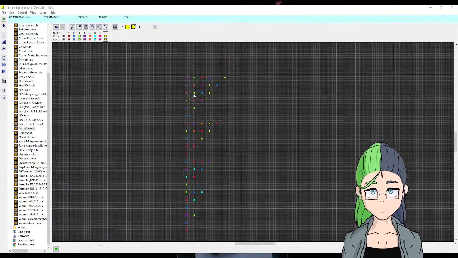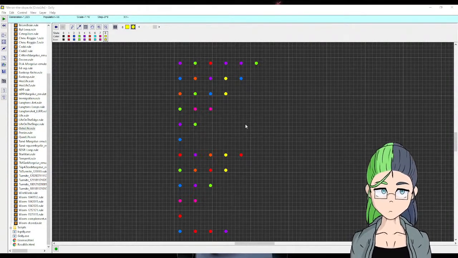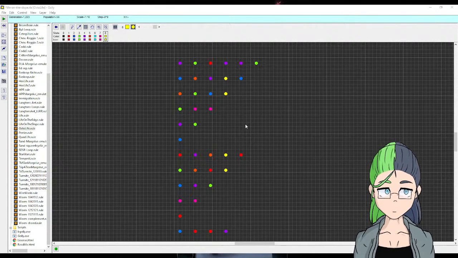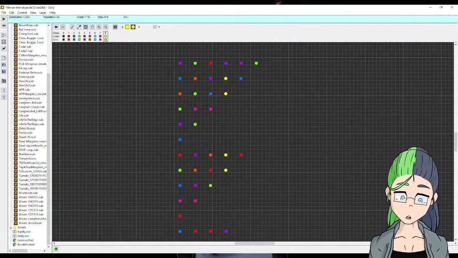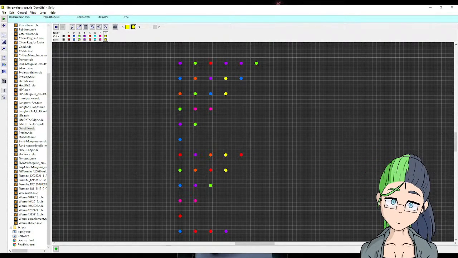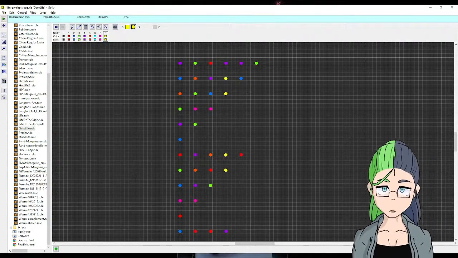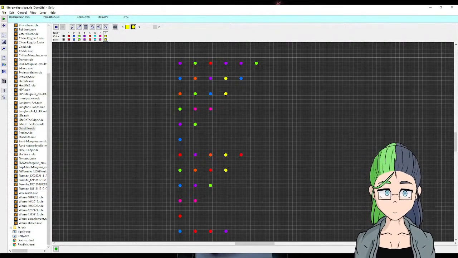Alright, so, tally says that we have... Let's see. So let's go ahead and just label these. You know what? This would be easier if I just literally wrote it down on a piece of paper. I'll be right back. Okay, tally time. I'm gonna be quiet for a moment while I tally up all of the different colors.